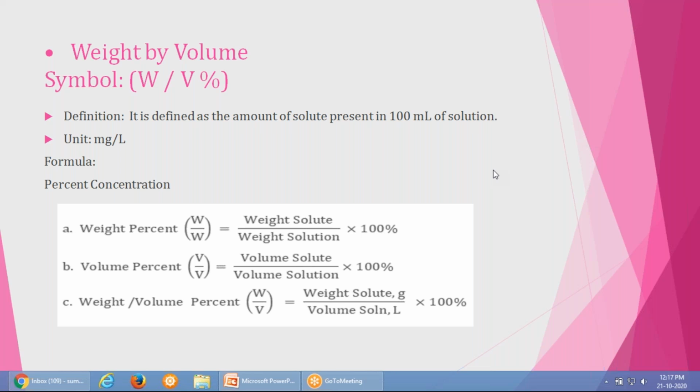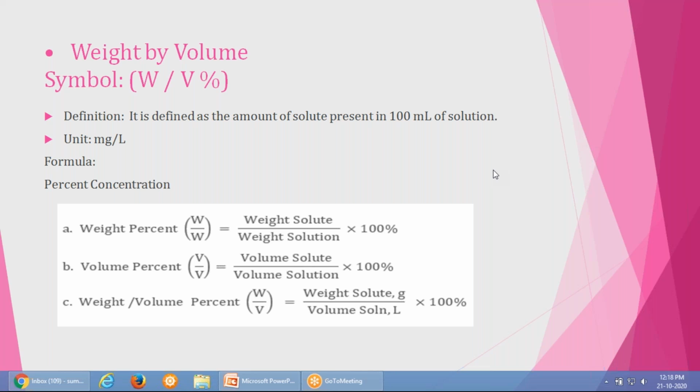Ma'am, due to network errors, I could not hear anything. Could you please explain the sum again? Okay. So the question was you want to prepare 250 ml rubbing alcohol. This means it should have 70% isopropyl alcohol in it. If you want to prepare 250 ml, how much water is required is the question. For that, we have used the same formula, that is volume percent: volume of solute divided by volume of solution into 100.